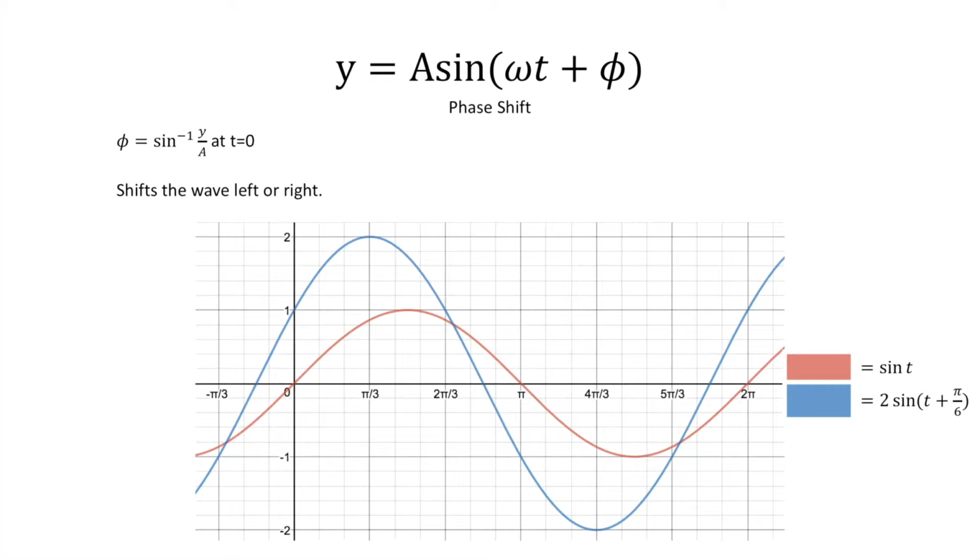If a sine wave has a greater phase shift than another, it is said to lead it. For example, in this diagram, the blue wave leads the red. If the phase shift is smaller, it is said to lag.